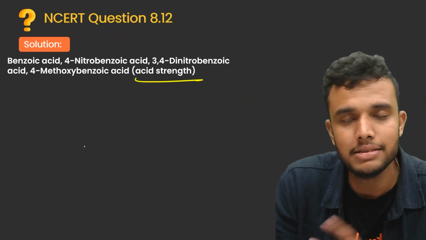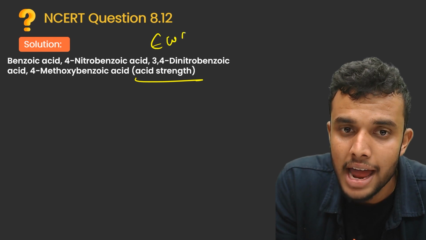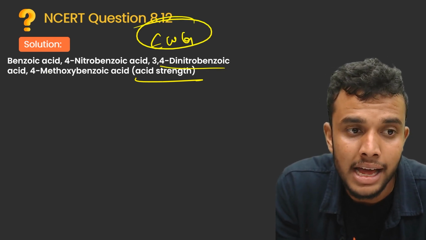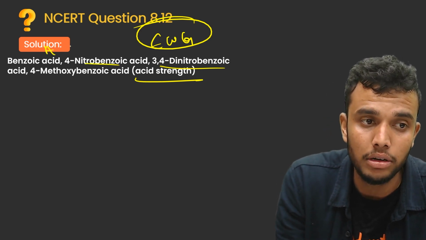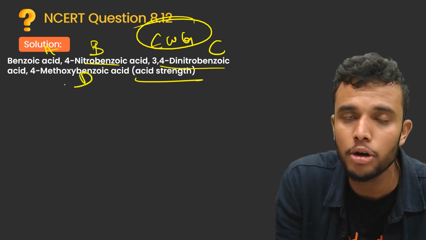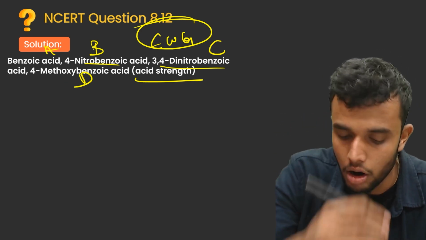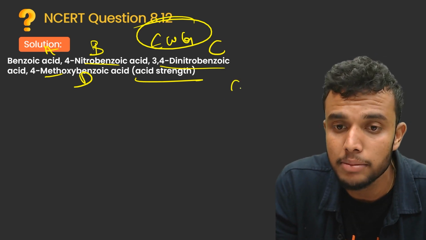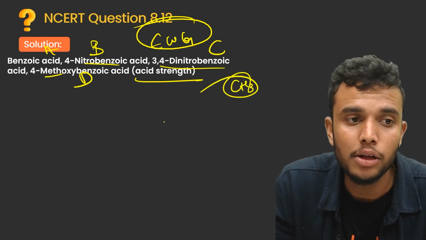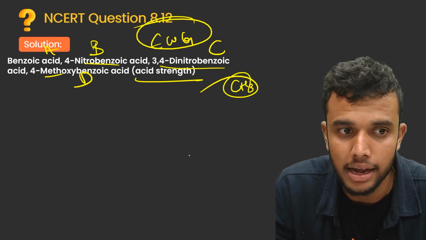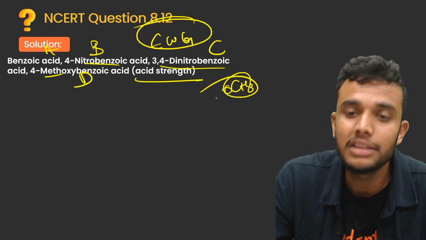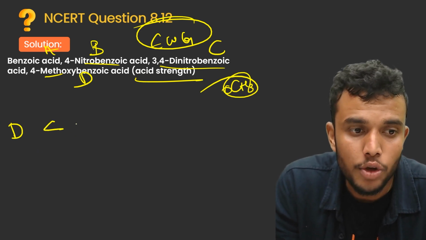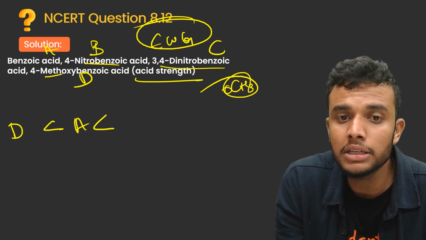Here also acid strength, same. The compound containing an electron withdrawing group has high acidic strength. Here 3,4-dinitrobenzoic acid is there and 4-nitrobenzoic acid is there. Let's number them as A, B, C, D for the 4 compounds. According to electron withdrawing and electron donating groups, 4-methoxy is an OCH3 group. Right? Methoxy is nothing but an OCH3 group. That's why D comes first. Next one, benzoic acid comes second. Next move on to B, C.